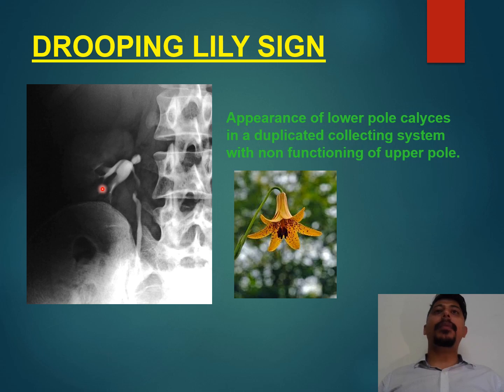Drooping lily sign, appearance of the lower pole calyxes in duplicated collecting system with non-functioning upper pole. So we can appreciate this kidney, and there is a double pelvicalyceal system, and we can appreciate this lower moiety gives appearance of drooping lily with the non-functioning upper pole.